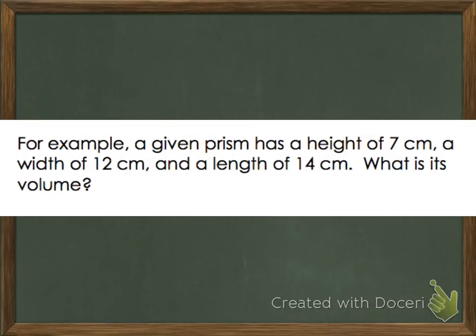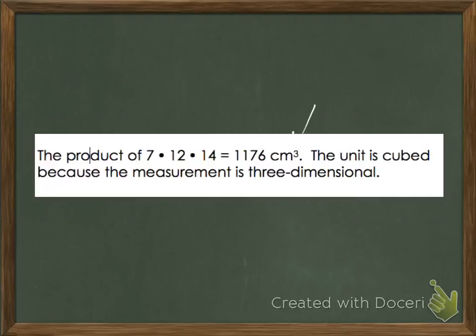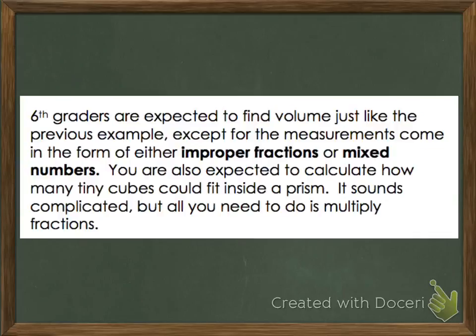For example, a given prism has a height of 7, a width of 12, and a length of 14. What is its volume? The product of 7 times 12 times 14 is 1,176 centimeters cubed. The unit is cubed because the measurement is three-dimensional.